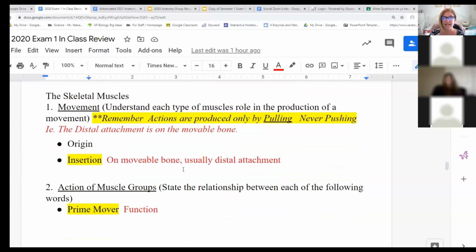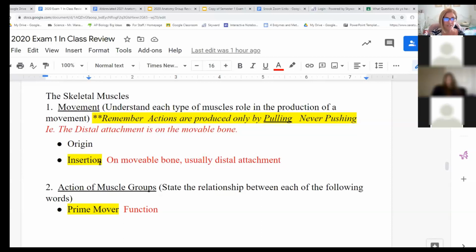Under skeletal muscles, I gave you the diagram, but also remember you need to know what those muscles do or be able to describe them. So I'll go through which ones you need. Remember that action is always produced by pulling, never pushing. So if it moves the forearm, it inserts on the forearm, right? The distal moves towards the proximal. Insertion is on the movable bone, usually the distal attachment.